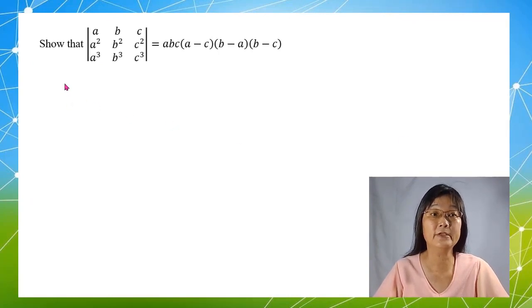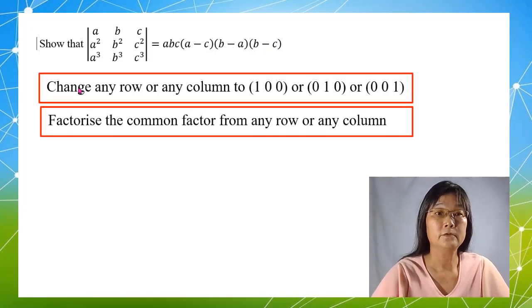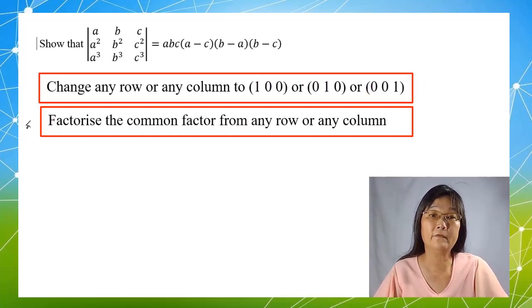Now let's try this question. Show that this determinant is equal to ABC multiply A minus C multiply B minus A multiply B minus C. Same thing. To do this, I'm going to use these two techniques. One is to change any row or column into 1 0 0 or 0 1 0 or 0 0 1. Another one is to factorize the common factor from any row or any column.